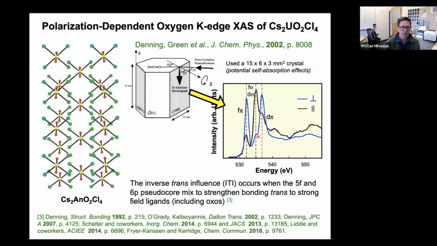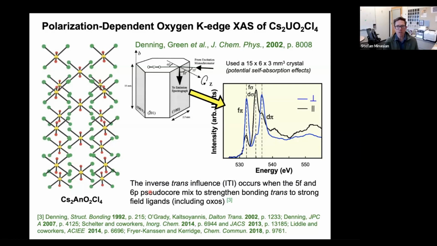And it was in this context that they proposed a really important aspect of the electronic structure in actinyls that's known as the inverse trans influence. So this is sort of opposite to the normal trans influence that you would see with transition metals, where bonding trans to a strong field ligand actually acts to enhance mixing in that trans position. And this is due to hybridization of the 5f and the 6p pseudocore.